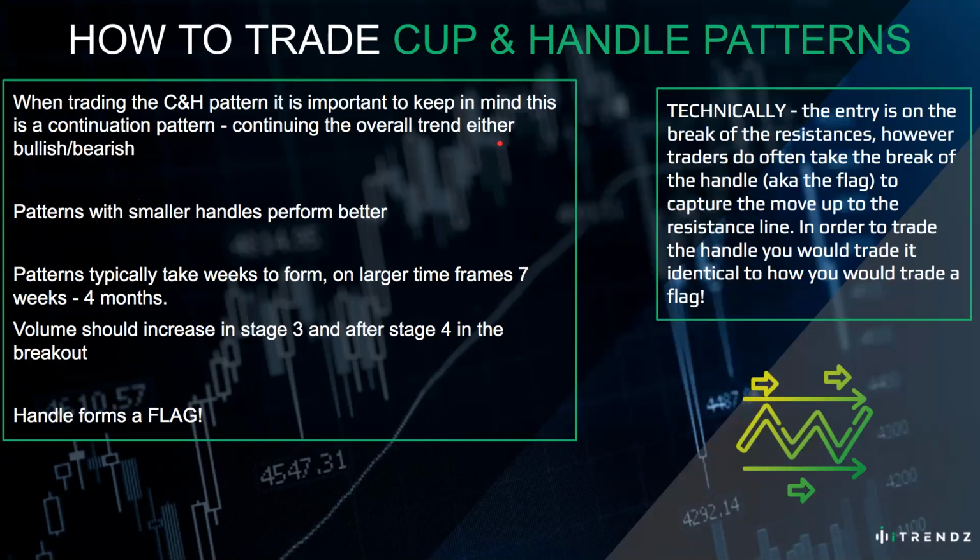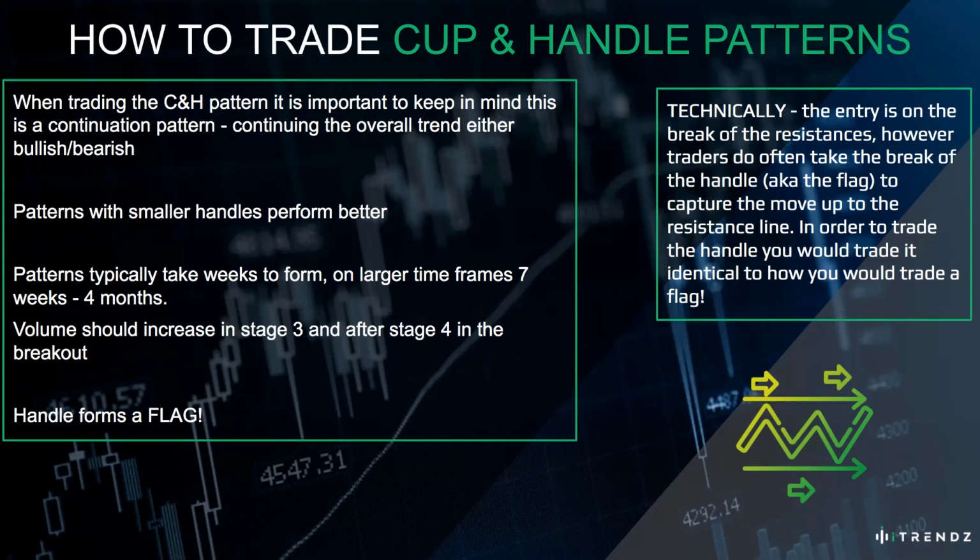Patterns with smaller handles tend to perform better. The patterns typically take weeks to form, typically 7 weeks, sometimes 4 months. I'm going to show you an example here that was actually years and years of a cup and handle pattern that we executed back in July of 2021. Volume should increase. This is also very, very important. As a price action trader, you're always focused on volume. The volume should increase in stage 3, fall back in stage 4, and then increase again after stage 4.